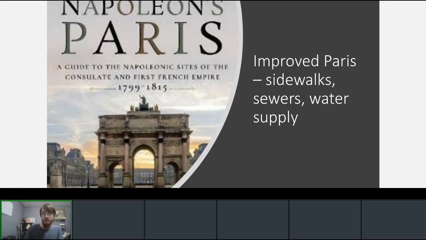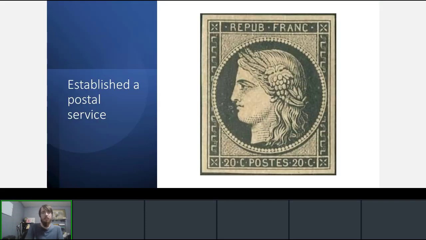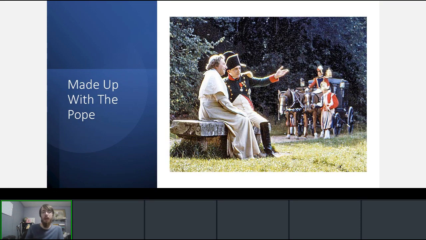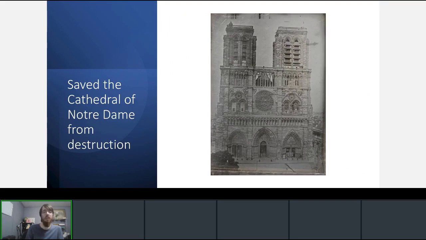He's going to redo Paris, improve the sidewalks, the sewers, and the water supply. Paris is supposed to be designed now to be anti-barricade and able to shoot cannonballs down the streets in case of a riot. He establishes a postal service in France. He made up with the Pope. Napoleon himself is not much of a pious Catholic, but he understood how important religion could be as a tool of control and the geopolitical setting here. And this includes saving Notre Dame Cathedral from destruction.